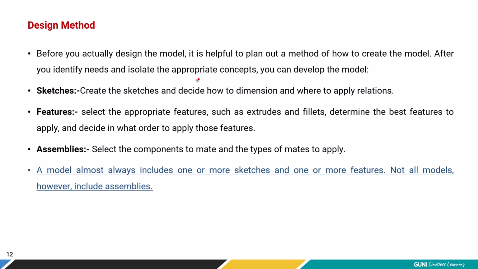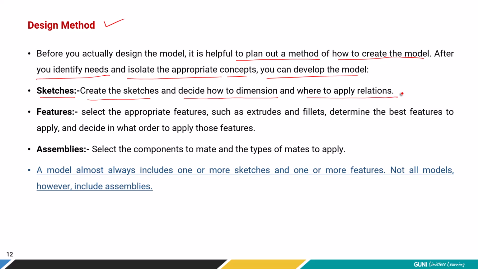Before you actually design the model, it helps to plan out a method of how to create a model. After you identify needs and isolate the appropriate concept, you can develop the model. Now in the design methods, the first part is sketches. Create the sketches and decide how to dimension and where to apply relations or constraints. This is very important. If you make a mistake over here, your model will not behave the way you expected. So design intent will not be met.